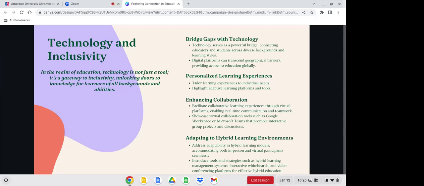Also, I'm thinking about them as university students. What do they need to know? What are their outcomes that they need to have in order to be able to pass this class? So I also input that information in there as well.